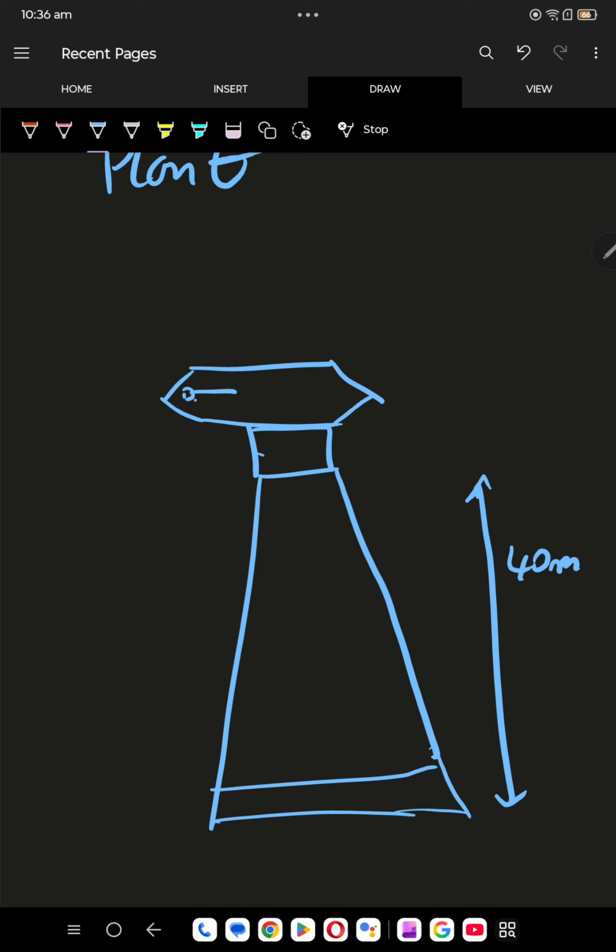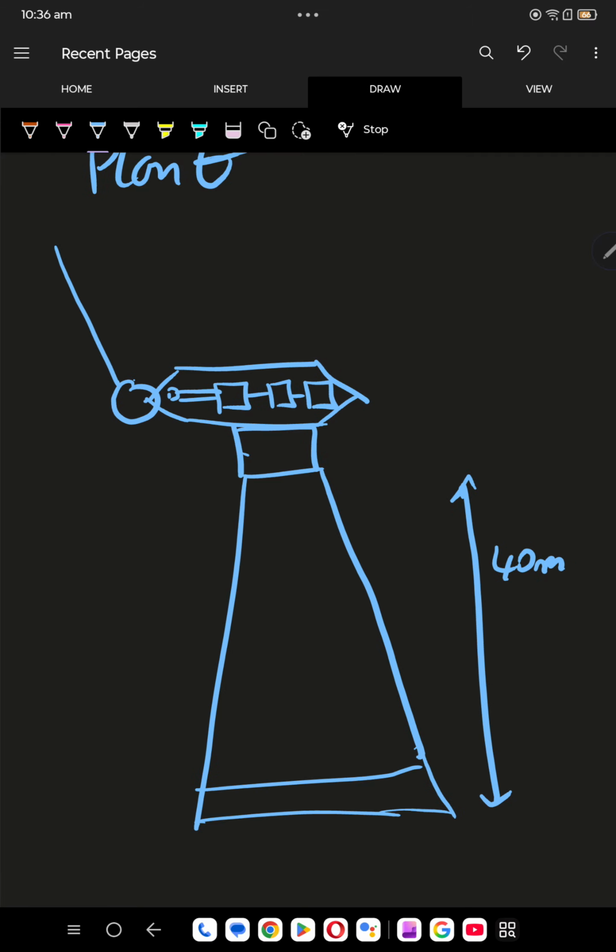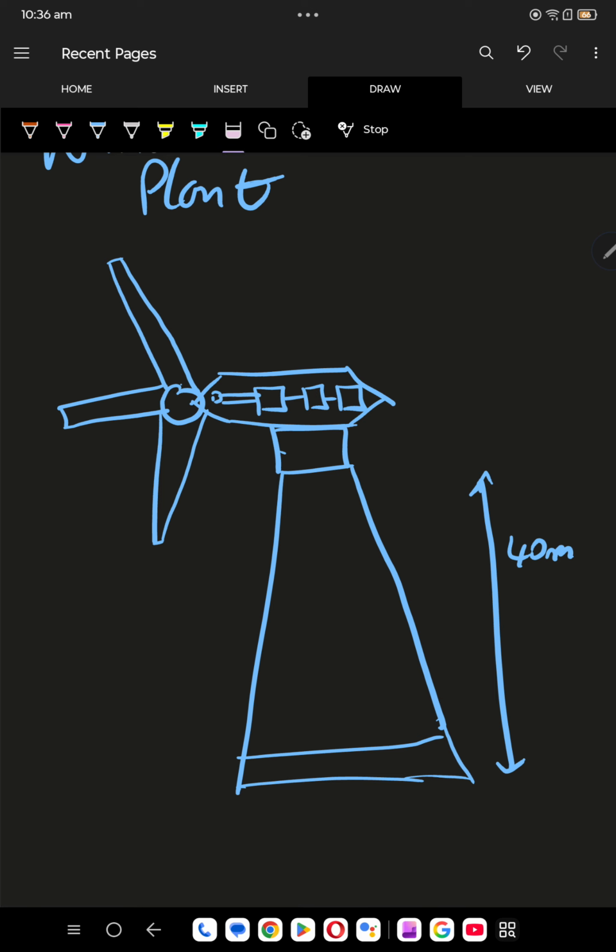you have gearbox, and you have brake system, you have generator, and then here is your main hub, which has the blades. I have not drawn them very well. Okay, the blades are not drawn very well, but kindly manage, okay? I'm not that great at drawing.